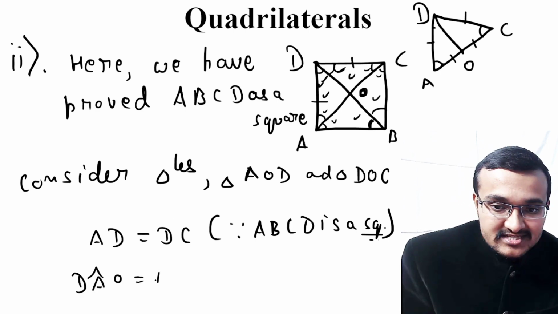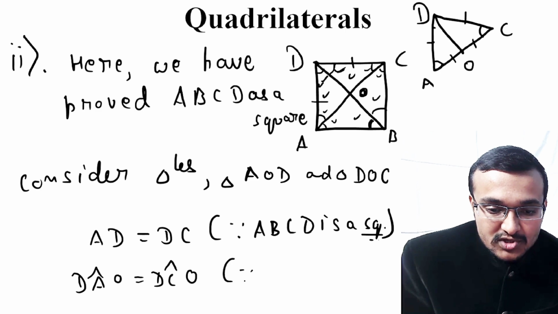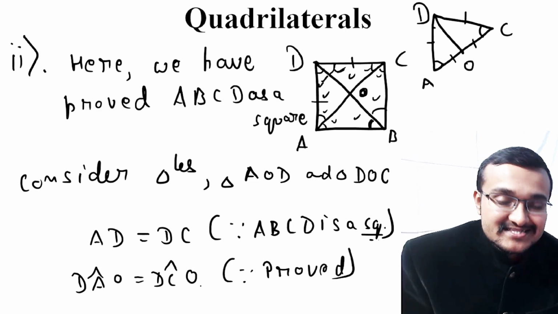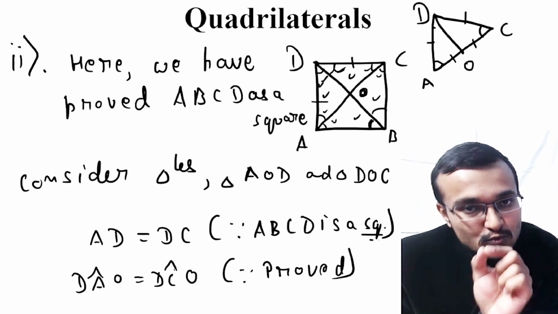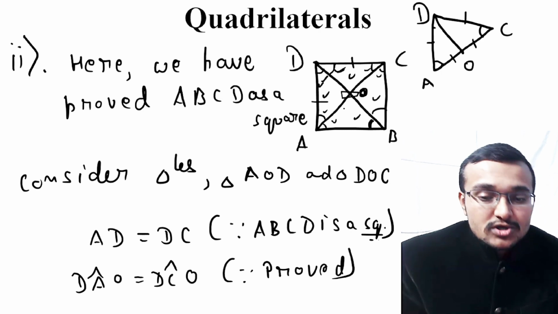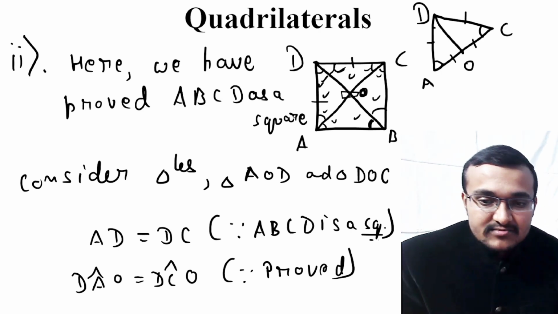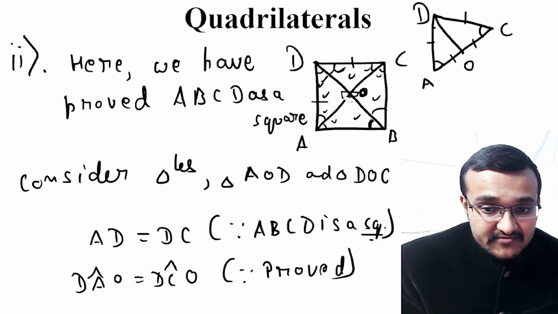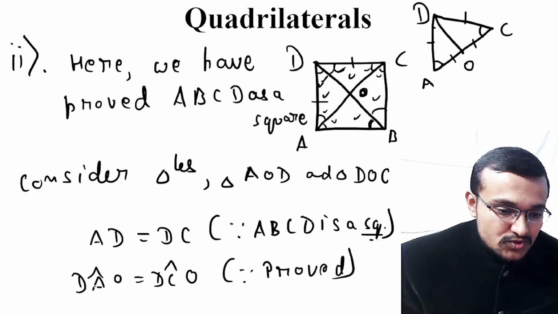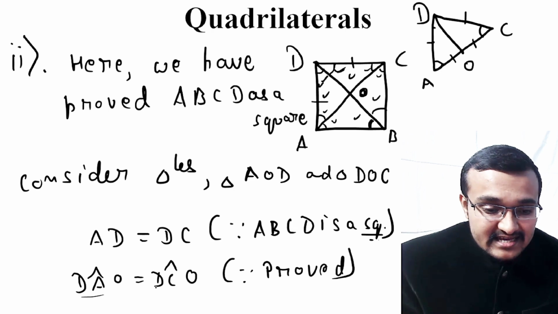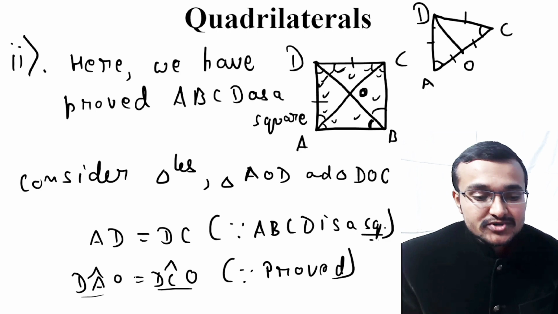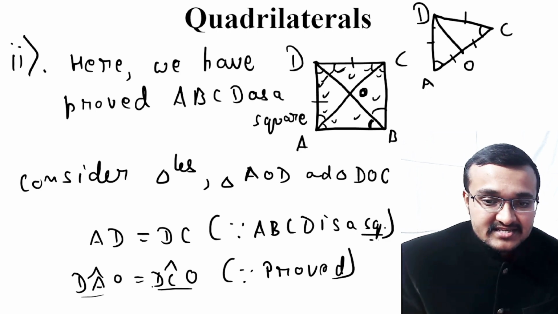So here angle DAO is equal to angle DCO. How have we proved this? We have proved that DAC is equal to DCA. Now we are taking O. On this particular AC, we have considered this point O. Instead of considering A, we are considering O, and instead of considering C, we are considering O. So in the place of DAC, I have written DAO, and in the place of DCA, I have written DCO. So DAO is equal to DCO. This we have proved in the previous case.